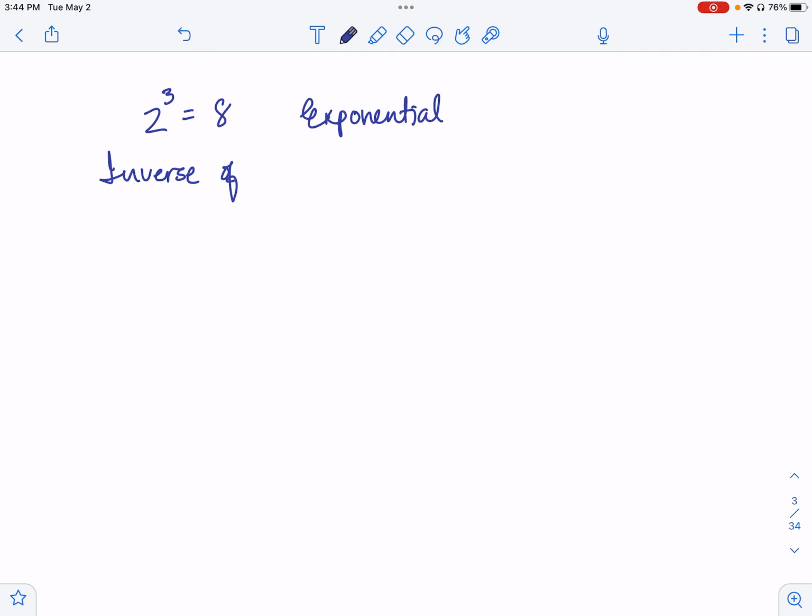If I have an exponential equation, a very easy one here, 2 to the third power is 8. This is exponential. The inverse of exponentials are called log functions or logarithmic functions. Because they're inverses of each other, domain and range swap positions. But let's understand how logs are written.